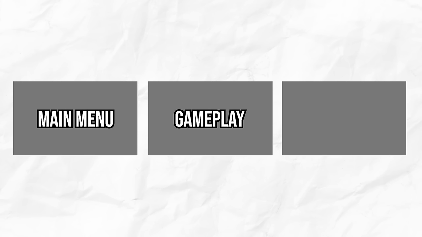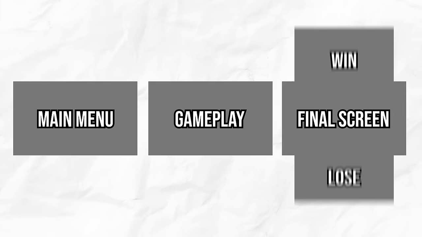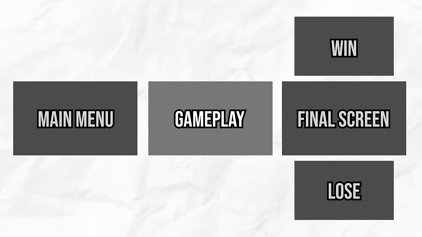A game must have three components in order to be considered a game. A main menu where the player can travel through levels, a gameplay area where the actual game takes place, and a final screen where the player is taken whether he won or lost. For now, let's focus on the gameplay.